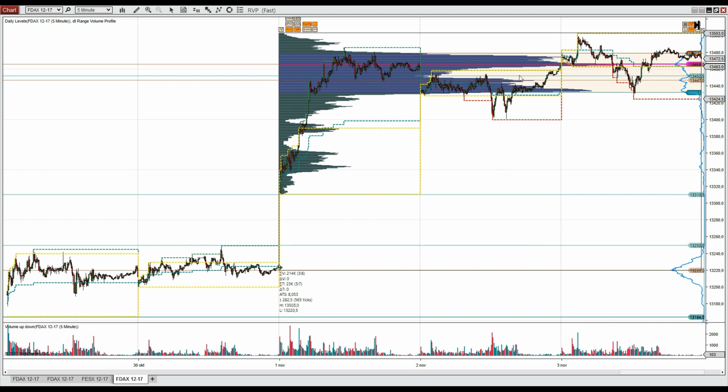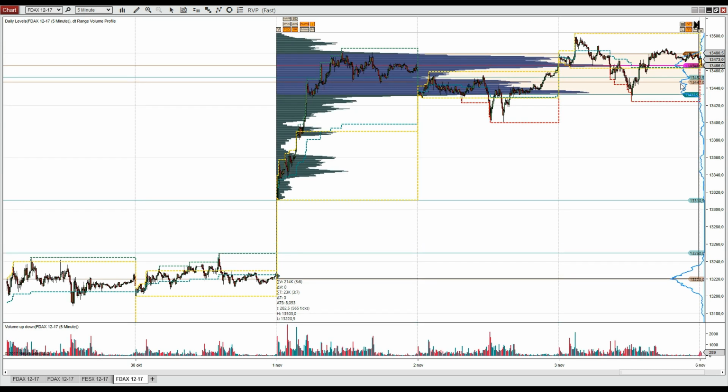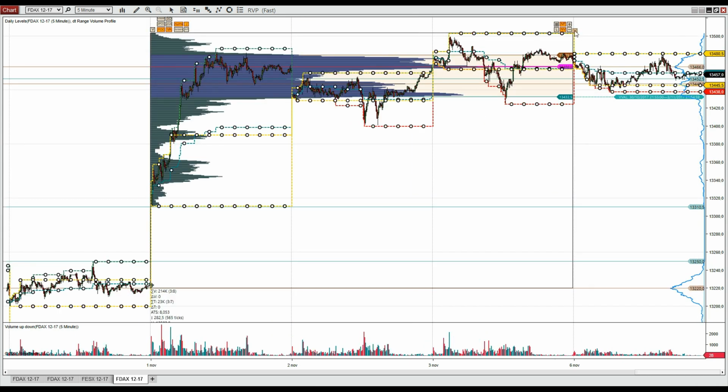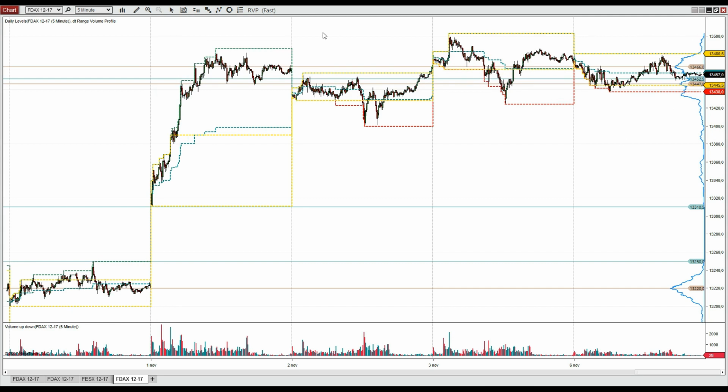So we see we have a low volume node here separating these two high volume nodes, our point of control is in the higher end. So as we open, we basically opened, and now I will return to the normal view.